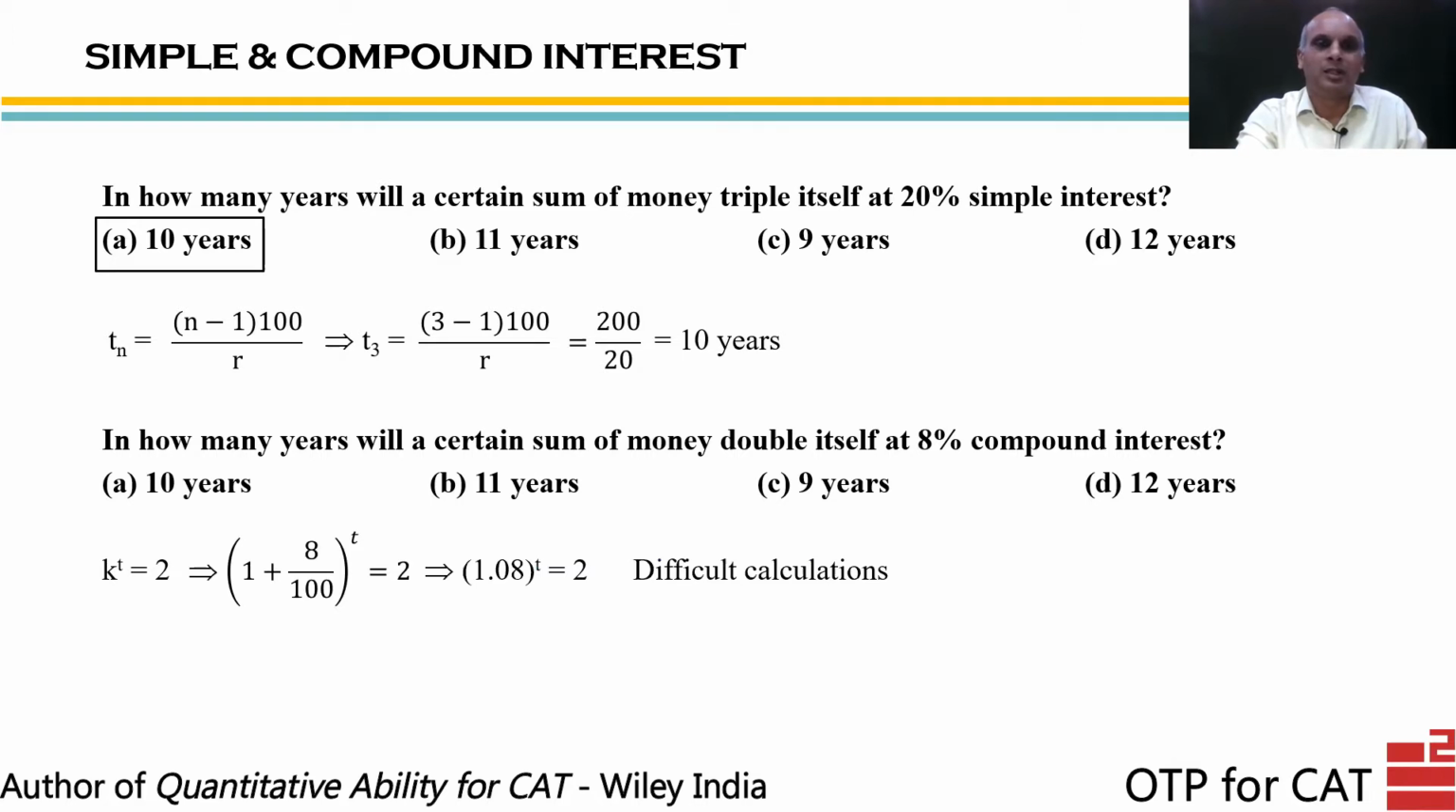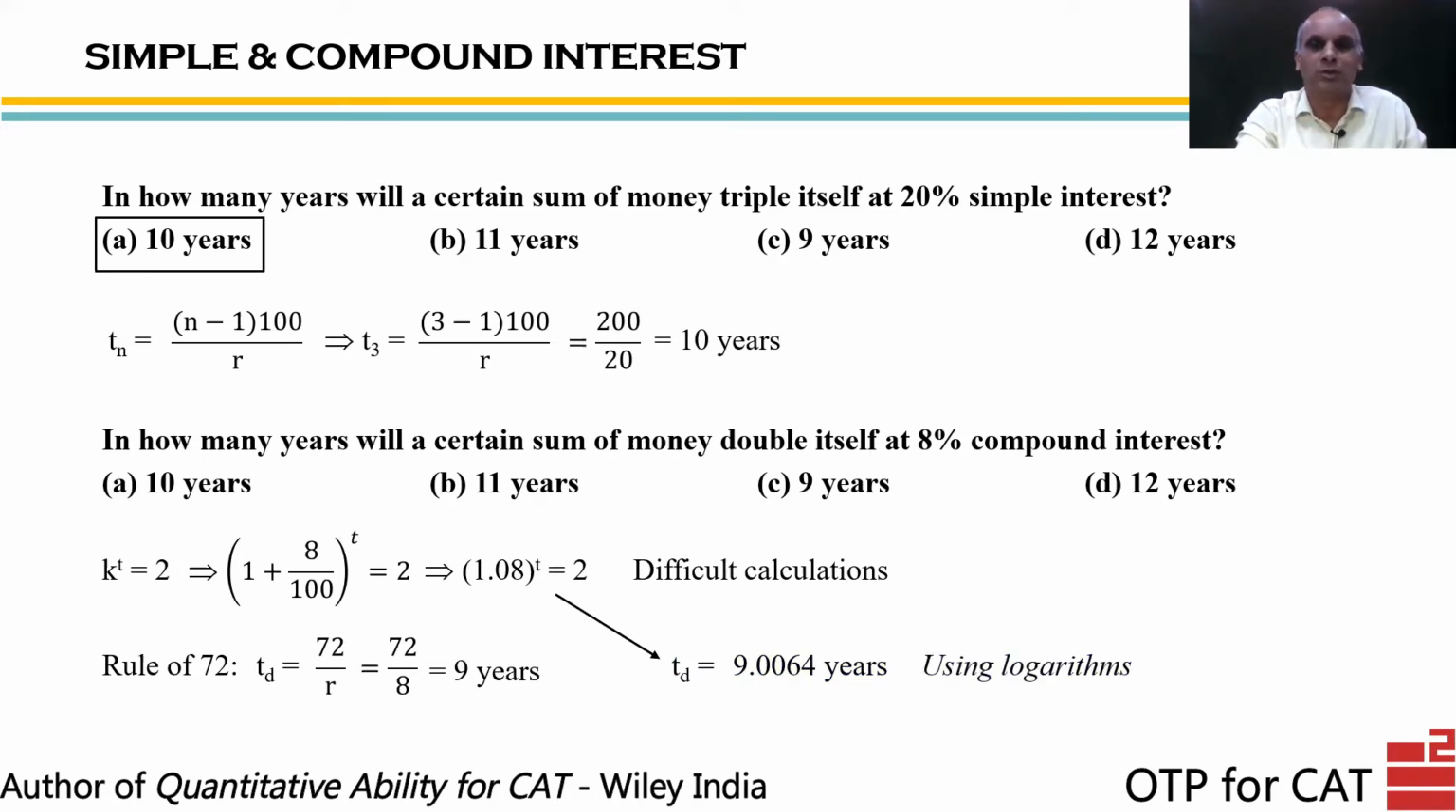Here comes the shortcut method, which is the rule of 72. As per that, we know the formula is 72 by R. So when R is 8%, we straight away get 9 years. But please remember, 9 years is an approximate answer, not the exact answer. If I were to find the exact answer, I'll get 9.0064 years by use of logarithms. Now you see the approximate value which I get is very, very close to the actual value.